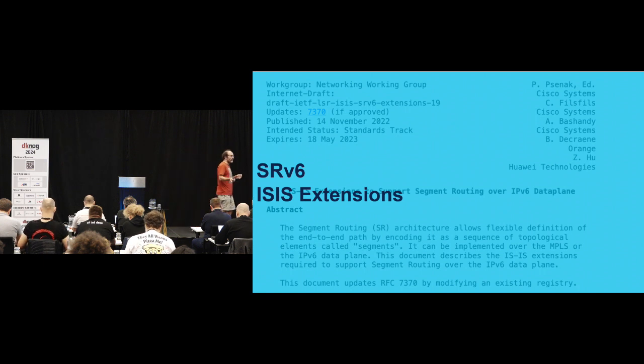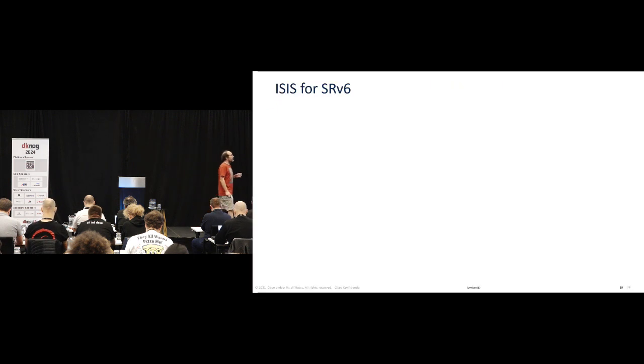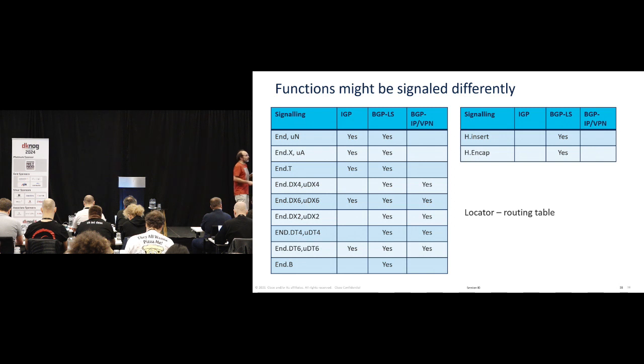In a service provider network, there are two important control planes, IGP and BGP. We'll start with the IGP. Well, we will start with the generic overview. Certain functions are advertised in IGP. Certain functions are advertised in BGP. That's kind of logical. IGP is for underlay networking. BGP is for services, for service networking.